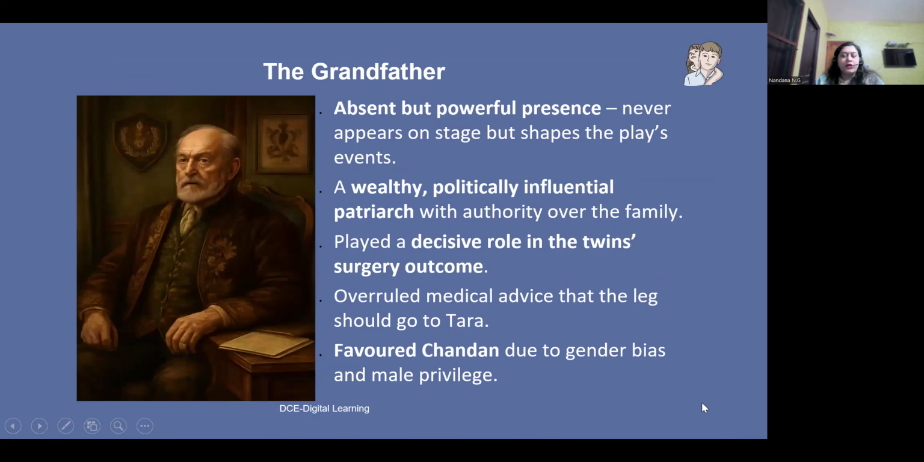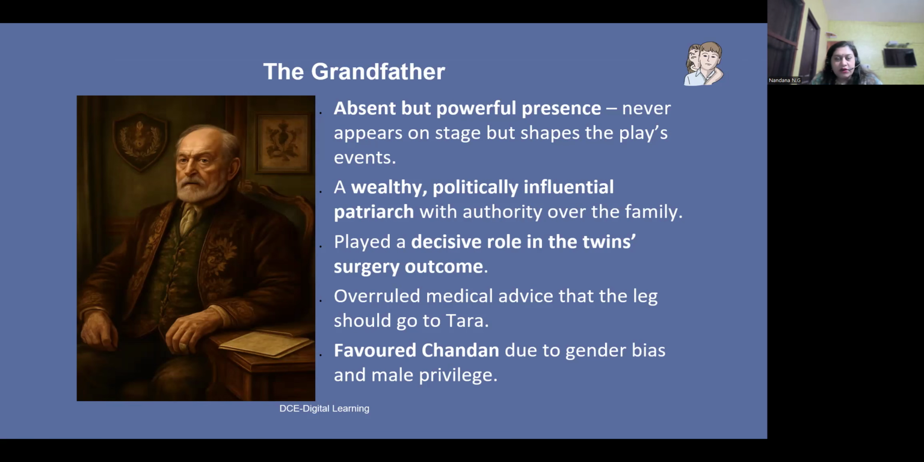The grandfather. The grandfather is a very important character because throughout the play he is absent, but his powerful presence is seen very clearly. He never appears on the stage, but he shapes the play's events. And another fact to be noted is his name is never mentioned. So a character who is nameless, who doesn't appear on the stage, yet is instrumental enough to turn the destiny of the family. So in fact, the grandfather can be considered a very, very important character.